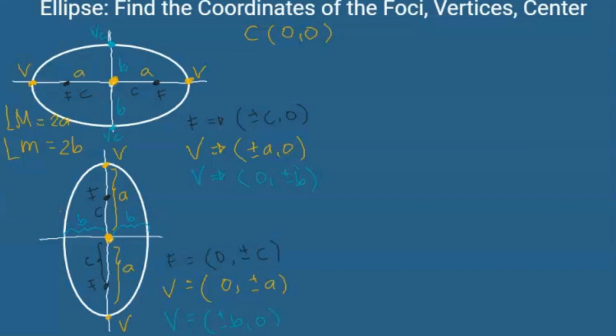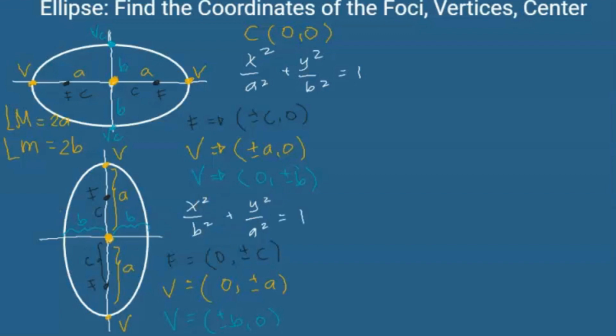So the standard equation of an ellipse with center at the origin. So for this horizontal ellipse, we'll have x squared over a squared plus y squared over b squared equals 1. And for the vertical ellipse, that would be x squared over b squared plus y squared over a squared equals 1.